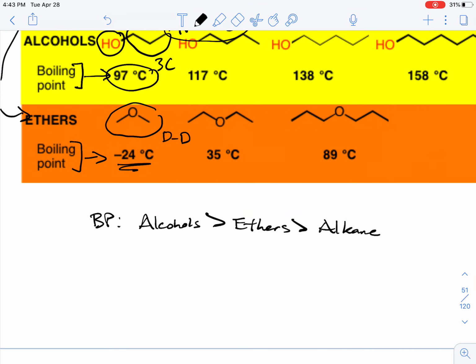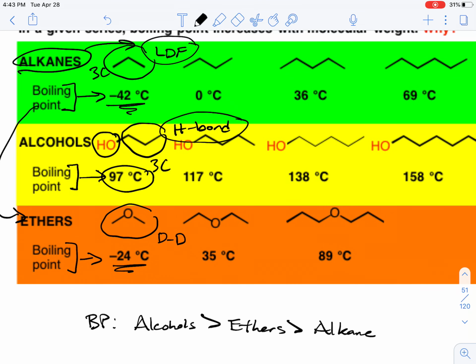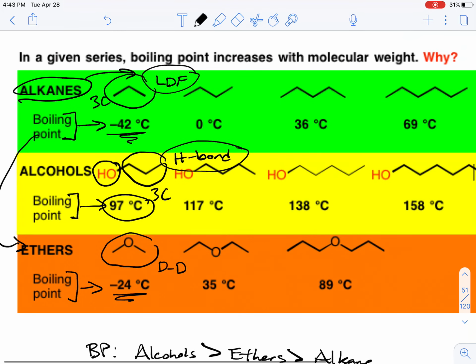So I apologize for beating a dead horse. In other words, I apologize for being a broken record, but I just really do want to convey as best I can the trends for these physical properties and why we observe these trends for boiling point. The same can be said for melting point. I just didn't show it here.